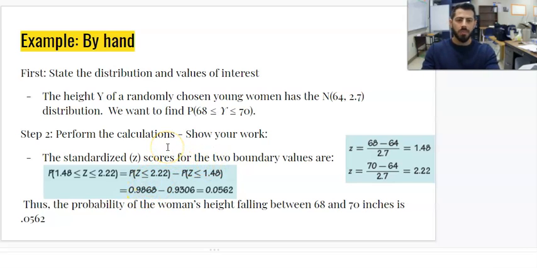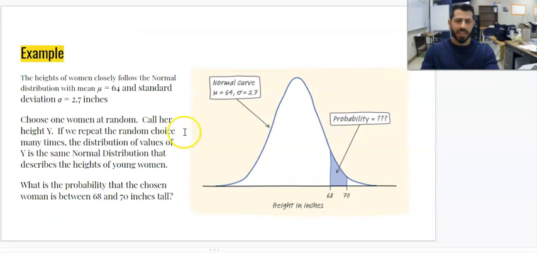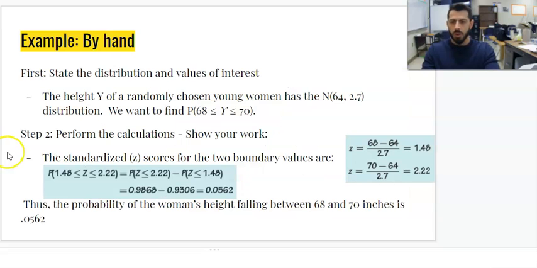And I'm not going to pull up the normal table. Well, I guess we could look at this. The probability that's here minus the probability that's here would give us this probability in the middle, right? So when we find those two in the normal table, we can subtract them and we get this probability. The probability of drawing a woman at random whose height is between 68 and 70 inches tall is 0.0562.